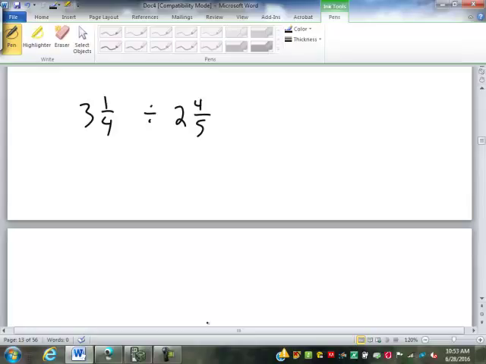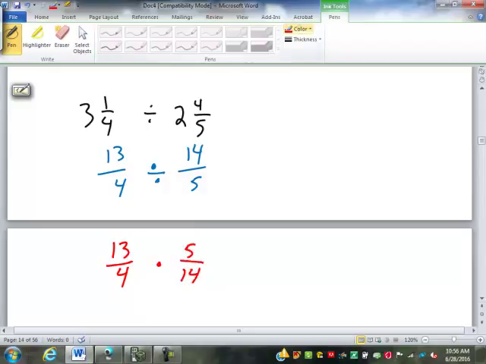So 3 1/4 divided by 2 4/5. We'll give you a couple minutes. Tell me where to start. Okay, so 4 times 3 plus 1 gives us 13/4. Good. How about over here? 14 over 5. Is this multiplication now? Nope, still division. Can I cross cancel? Nope. You still have to change it to multiplication. So 13/4 stays the same. What's next? 5/14. Times 5 over 14. Good.